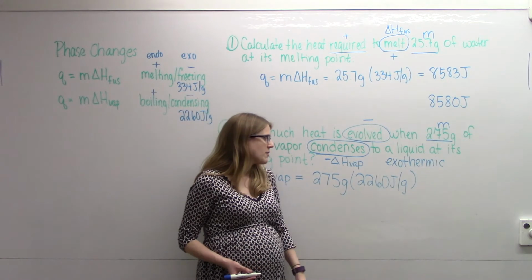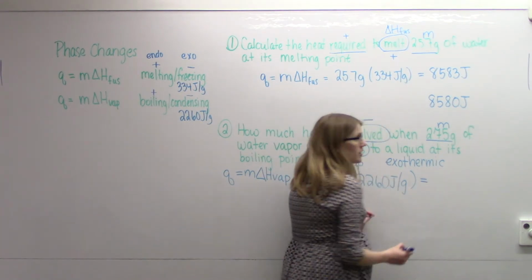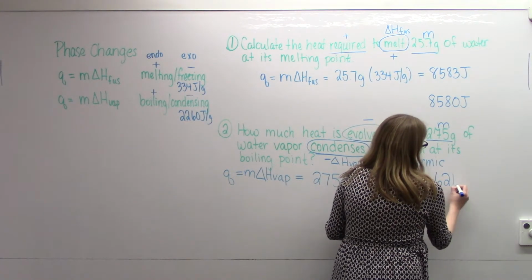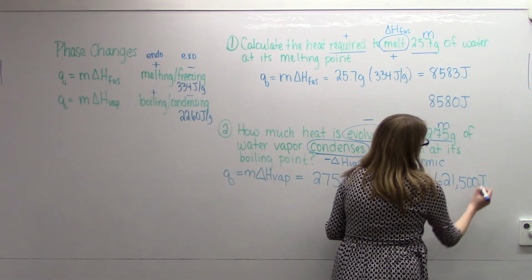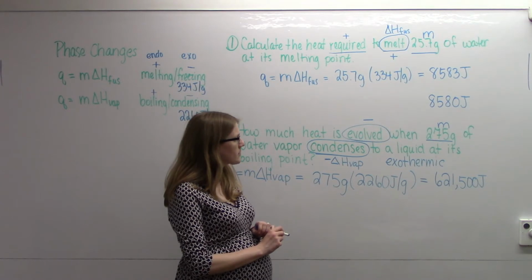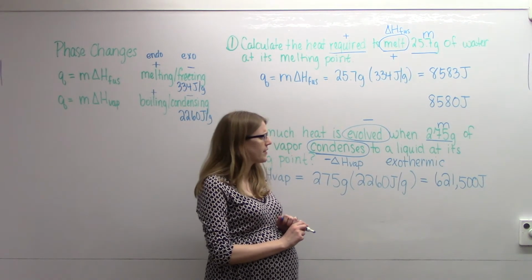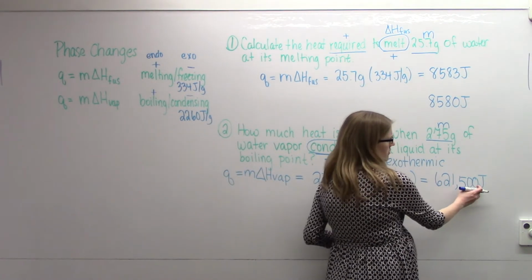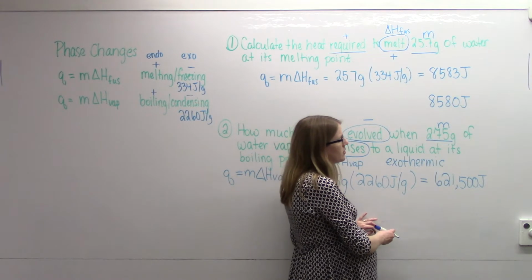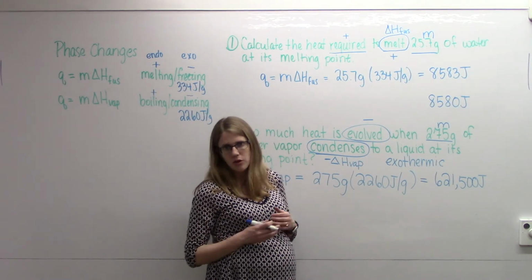So 275 times 2,260, put that in your calculators, and you get a pretty big number. 621,500 joules. Now, I'm going to tell you a few things about this number before we move on. First of all, can you see here why maybe chemists prefer to be in kilojoules? When you're in kilojoules, you'd move over 3 decimal places. So it'd be 621.5 kilojoules. That's a much smaller number to deal with. You can definitely convert to kilojoules anytime you want for your final answers. Not necessary at all by any means.